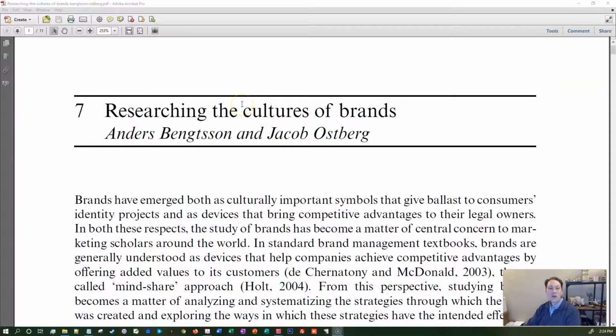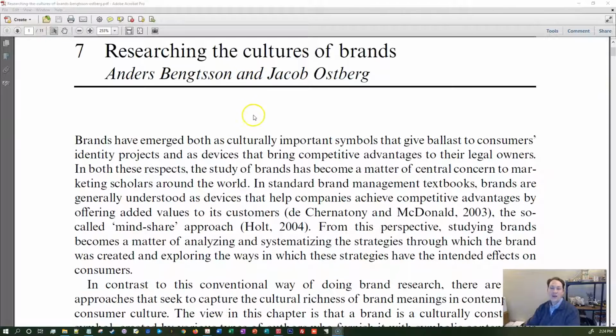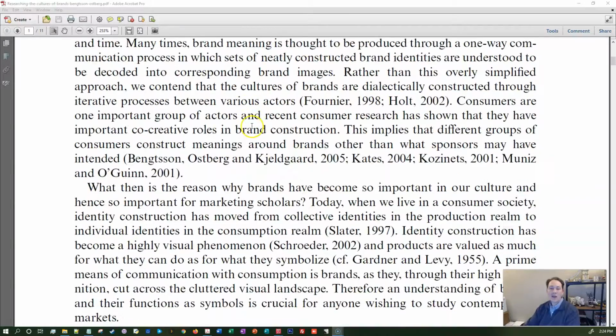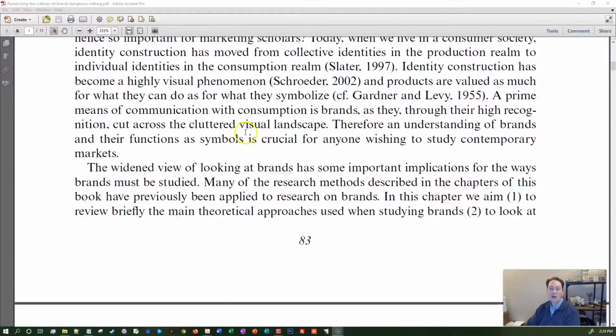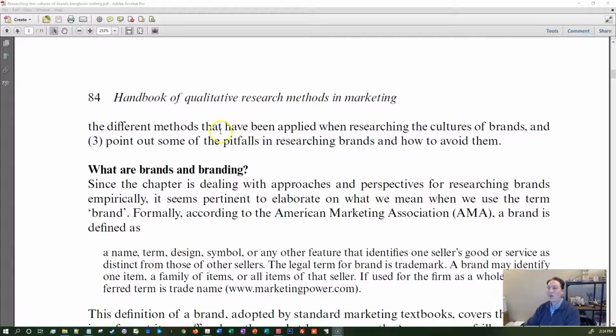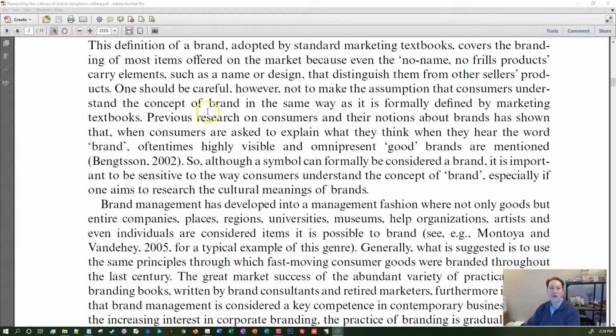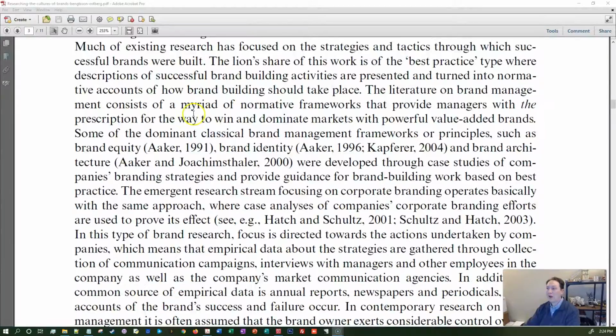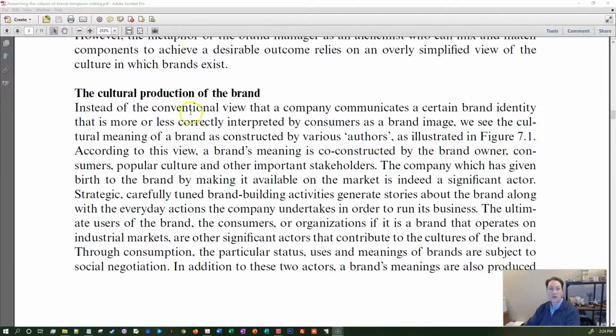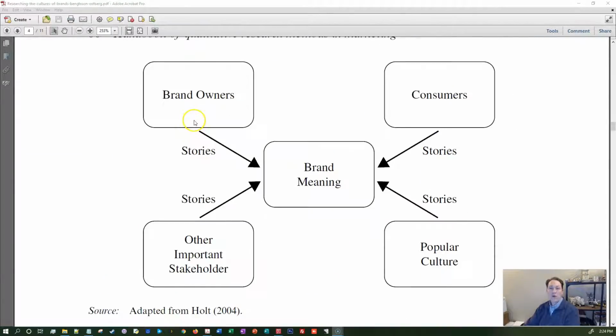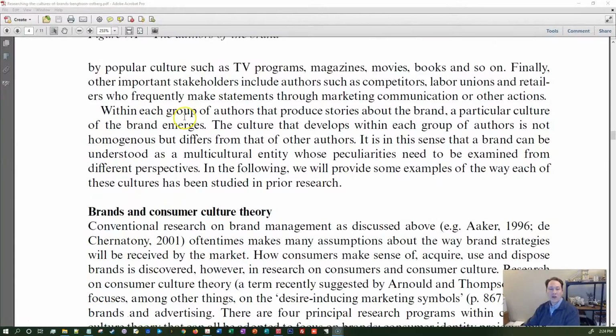The next one is researching the cultures of brands. This article can get a little wordy at times because it's, again, referring to a lot of scholarship. But one of the things that I found really useful in this article was on page 4. Let me scroll down to it here. So we first of all have this chart, which I'm going to circle back to in a minute.